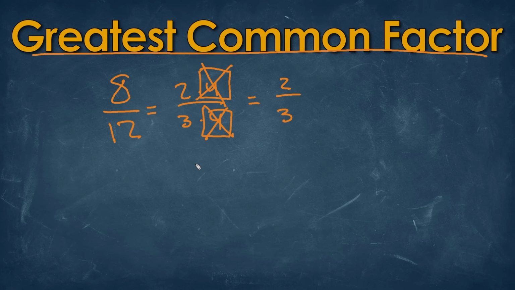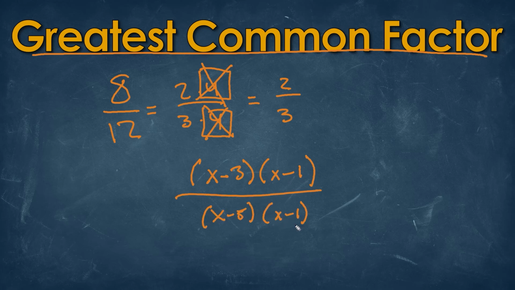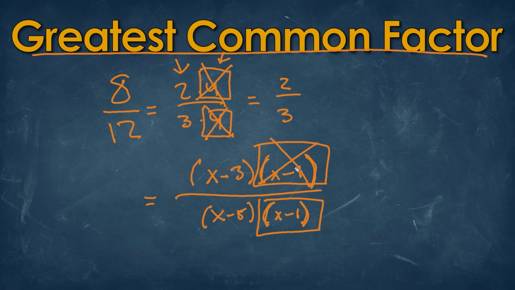And we can do the same thing with algebraic expressions. So say for instance we have (x minus 3) times (x minus 1) all over (x minus 5) times (x minus 1). Because these items are in parentheses, they count as an individual unit, similar to if we have 2 times 4. So if you notice here, we have an expression of x minus 1 and x minus 1. We can cancel those out because they are a similar item that is multiplied on top and bottom. And so we would get an answer of x minus 3 on top over x minus 5.